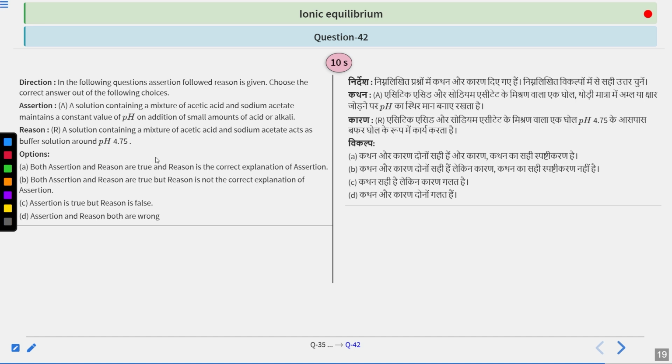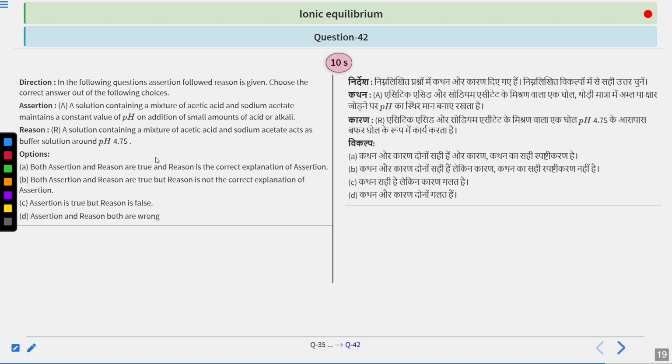Next question, direction. In the following questions, assertion followed by reason is given. Choose the correct answer out of the following choices. Assertion is A. A solution containing a mixture of acetic acid and sodium acetate maintains a constant pH on addition of small amounts of acids or alkali. Reason is a solution containing a mixture of acetic acid and sodium acetate acts as a buffer solution around pH 4.75. Your options are A.